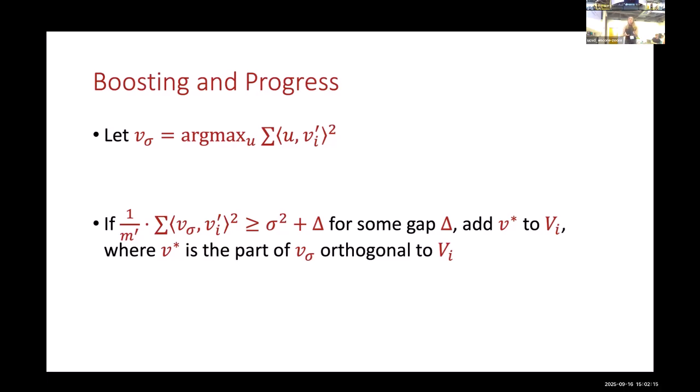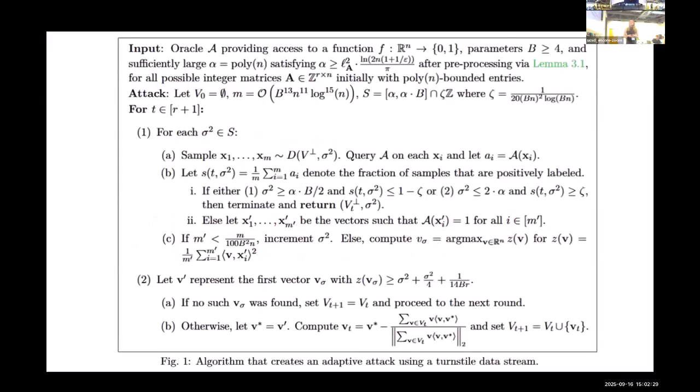So additionally, if that vector satisfies some condition, that it's very strongly correlated with the row span with some gap, then we will actually add this vector to VI. So yeah, I think I roughly said what the algorithm will do. I won't go through every step. But at a high level, for every round, it will go through many increments of the variance sigma squared.